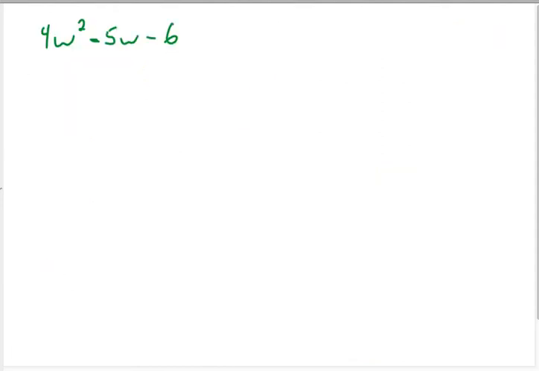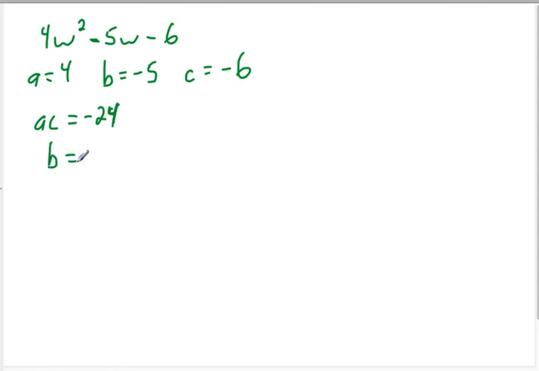So here we have 4w squared minus 5w minus 6. Step 1, we're going to figure out a, b, and c. You should pause the video and see if you can do this on your own. And you can resume it and see if you did it right. Alright, so a, b, c. I need factors of ac, which is negative 24, that add to b, which is negative 5.